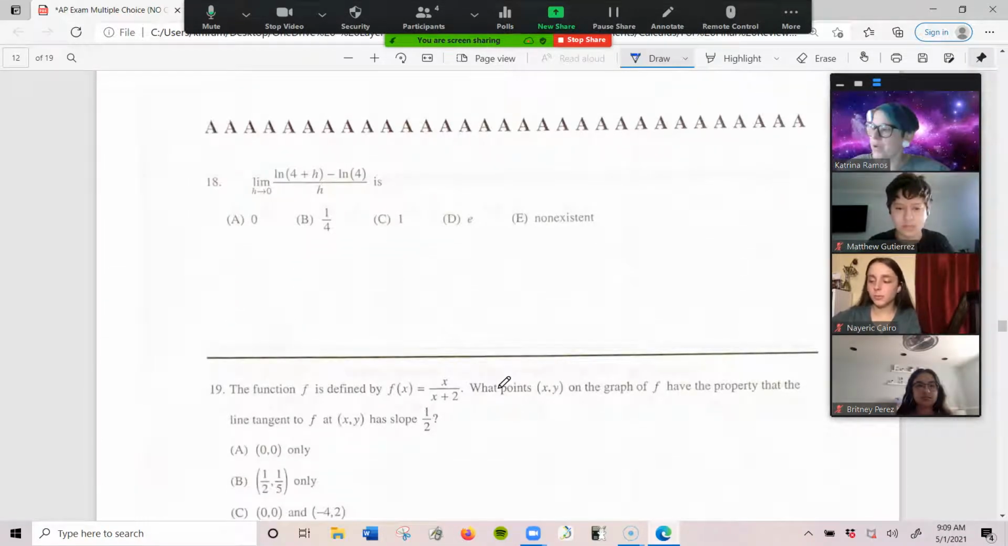All right. Number 18. So here we're trying to find the limit as h approaches 0 of the ln of 4 plus h minus the ln of 4, over h. Now, we haven't seen this in a while, but do you remember what this limit is?